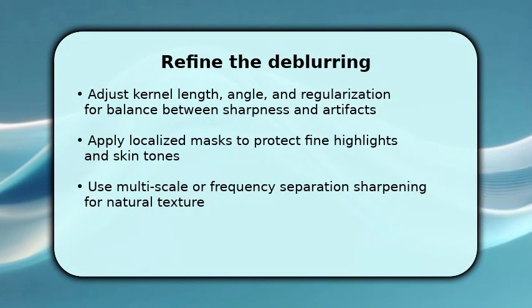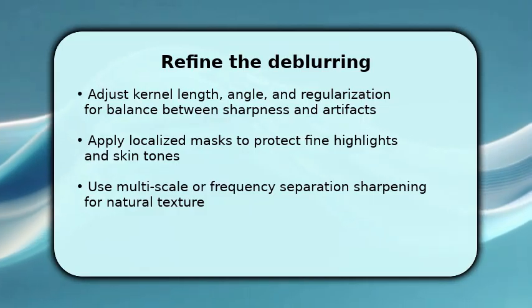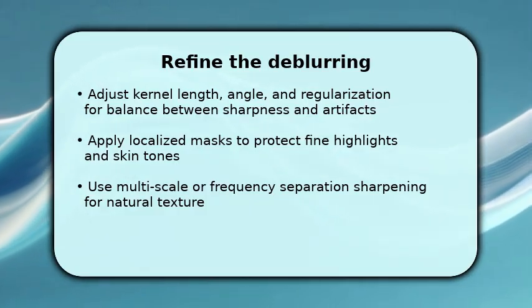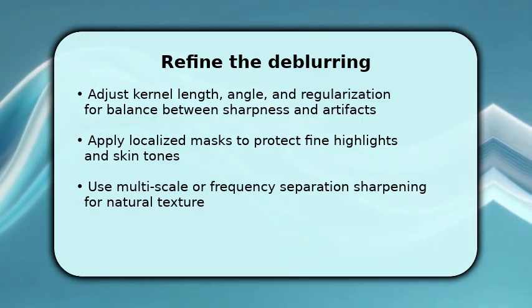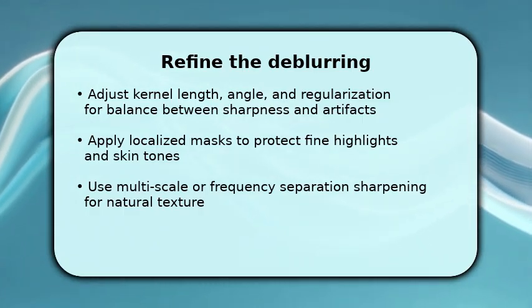You now refine the correction. Tweak the kernel angle and length gradually, then adjust regularization to reduce ringing. When artifacts appear, switch to masked corrections that protect eyes, skin, and specular highlights.